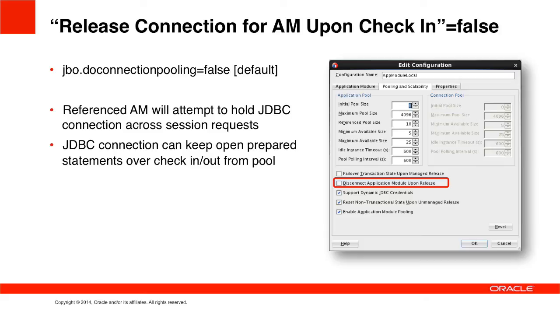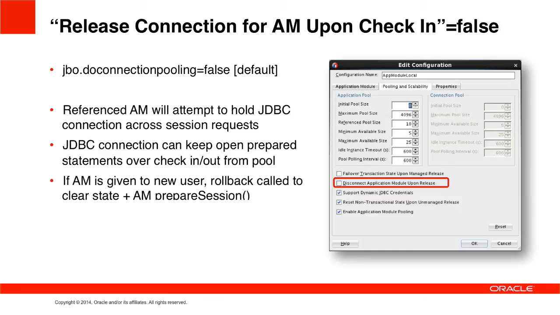If a referenced application module checked into the pool is required to be passivated to be reused by another session, the associated database connection will be rolled back to clear any accidental or incidental database connection state. And once the new session attaches to the application module, the prepareSession method will be called to allow any database session logic to be set for the next session.